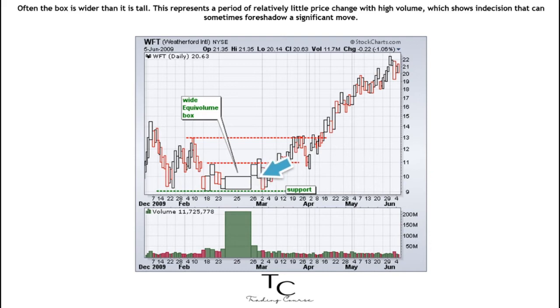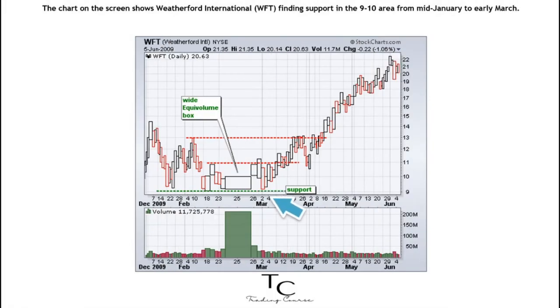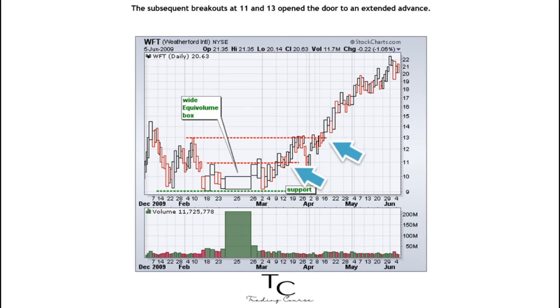The chart on the screen shows Weatherford International, WFT, finding support in the 9 to 10 area from mid-January to early March. An exceptionally wide EquiVolume box formed on February 25 to further reinforce support and act as a volume climax. The subsequent breakouts at 11 and 13 opened the door to an extended advance.